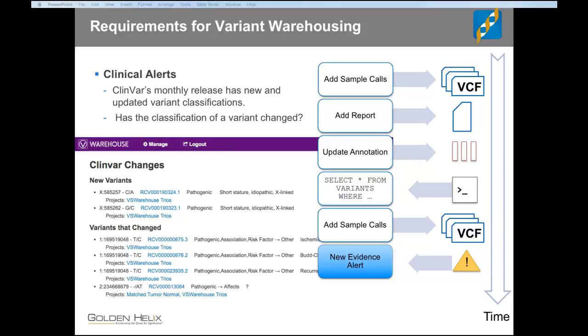As the body of knowledge around precision medicine grows, which by the way is growing at an exponential rate, a variant that was classified as of unknown significance yesterday can quickly change to likely pathogenic or even pathogenic tomorrow. So we need a variant warehouse that can identify those changes and alert clinicians when those changes happen. These alerts are very important and could potentially trigger follow-ups with a clinician or a patient.